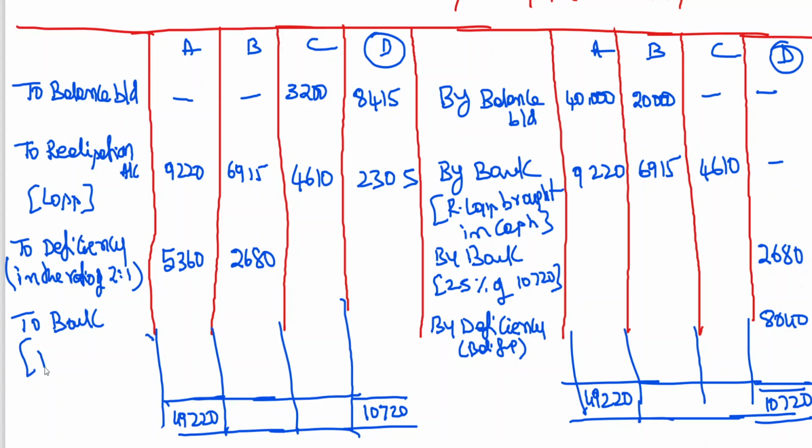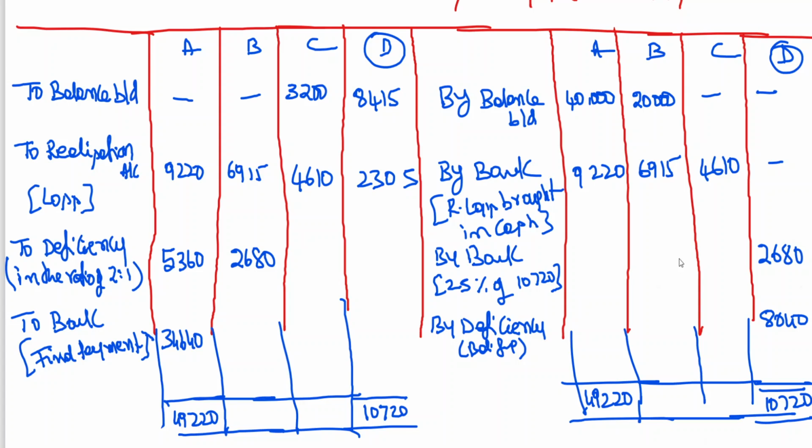Now you can make a final payment to A, by bank, final payment. Okay, 49,220 minus 9,220 minus 5,360 is coming to how much? 34,640. Okay, next we can go.